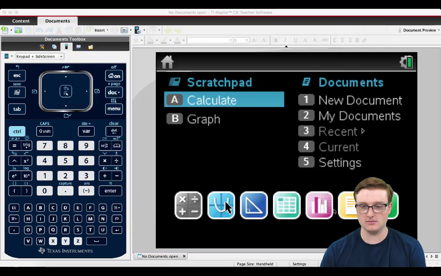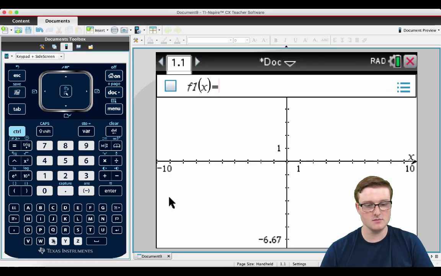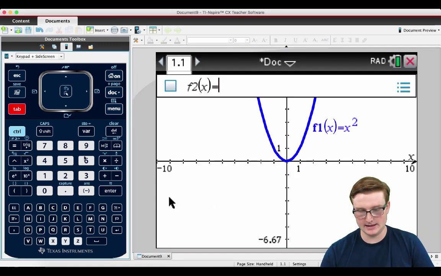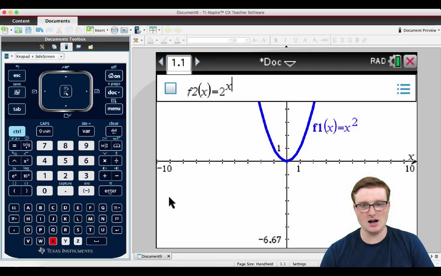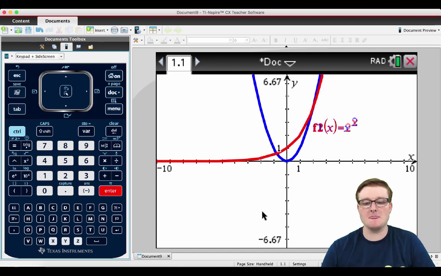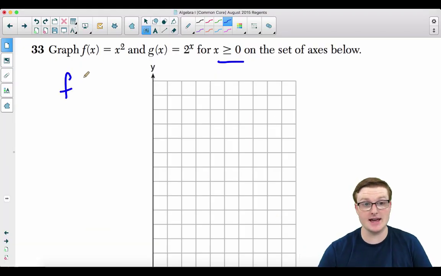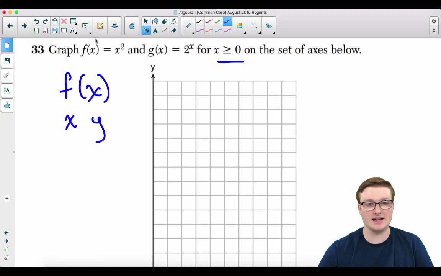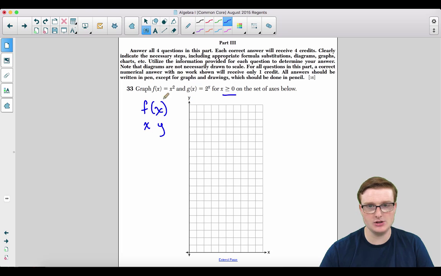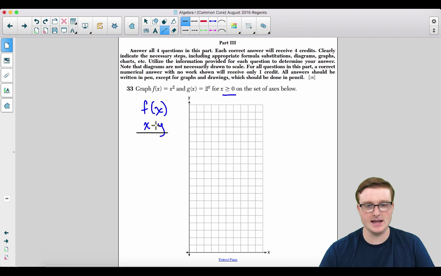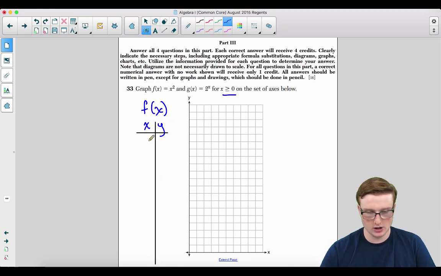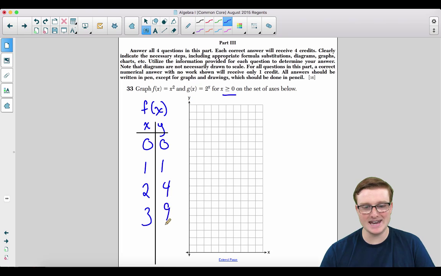So I'm going to go to my graph, x squared, and then 2 raised to the x power, and I get that. All right, fine. Now, if you press Control T, you get your table of values. It is your job to copy that on your exam. So for f of x, I'm going to write down x and y. So here is my table of values. So I get 0, 1, 2, and 3. Your values are 0, 1, 4, and 9.